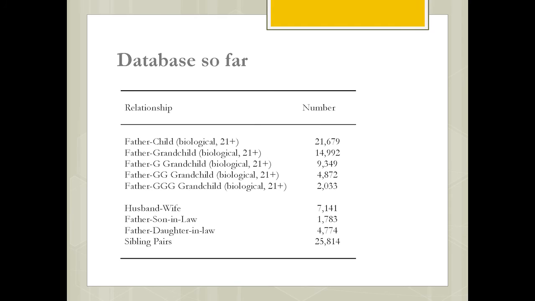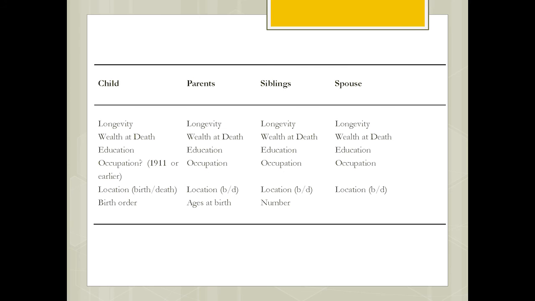Because as I say, we have now nearly 22,000 fathers and children linked, but also nearly 2,000 fathers and great-great-great-grandchildren linked. And so we're actually building up this web of relationships, husbands and wives. We have collected a lot of data on sons-in-law as well. We have fathers and daughters-in-law. We have data on sibling pairs. And so the ambition is to build up this entire web of genealogical links and to get information on all kinds of aspects, including things like location, which would indicate status, wealth at death, occupation, for all of the people involved here.